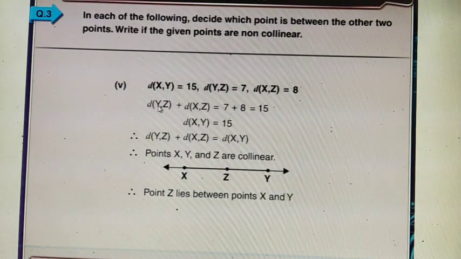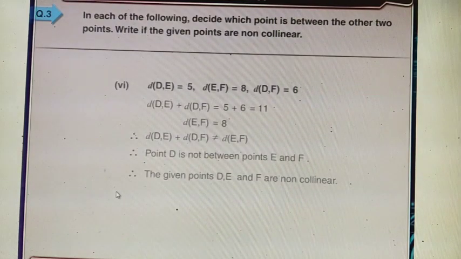Fifth, distance XY is equal to 15, distance YZ is equal to 7, distance XZ is equal to 8. Now we will again take the smaller distances, that is 7 and 8. We will add these two distances, distance YZ plus distance XZ is equal to 7 plus 8, which is 15, and we also have distance XY equal to 15. Therefore distance YZ plus distance XZ is equal to distance XY. Both are equal, that means points X, Y, Z are collinear, and since the endpoints are X and Y, point Z lies between points X and Y.